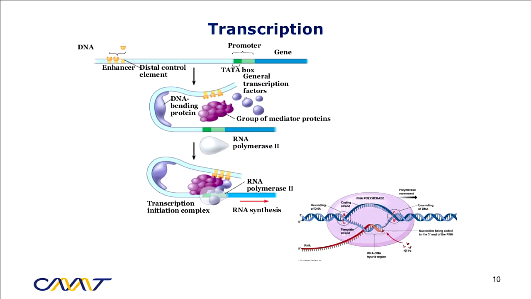And there are also mediator proteins that bind here to form a complex. And then once this complex is formed, the enzyme RNA polymerase 2 will attach to the promoter, and then it will move along the DNA to make complementary copies of it. And those are what we call the pre-messenger RNAs.